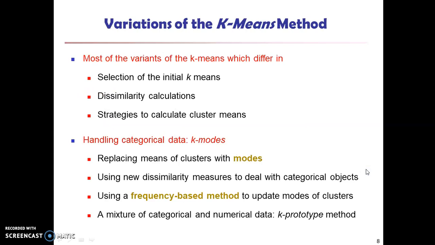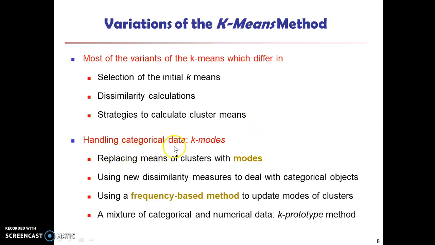Next, the variations of the K-means method. Most of the variants of K-means differ in the selection of the initial K means. Second, dissimilarity calculations. When you find these clusters, you have to identify the dissimilarity of data objects also, so there you find some difficulties. And third, strategies to calculate cluster means. So these are the ways the variants of K-means differ.